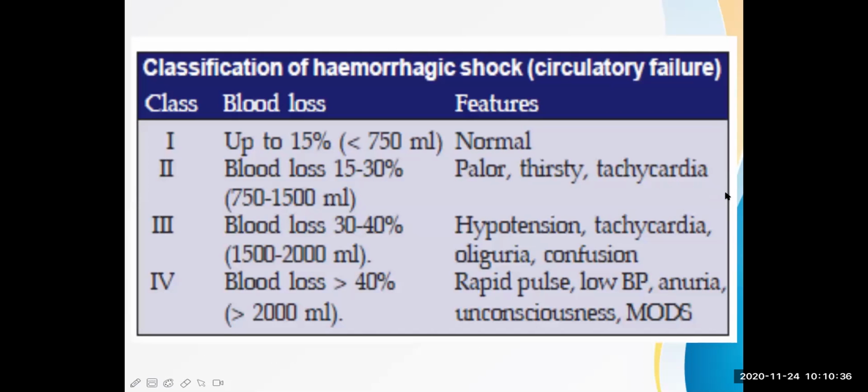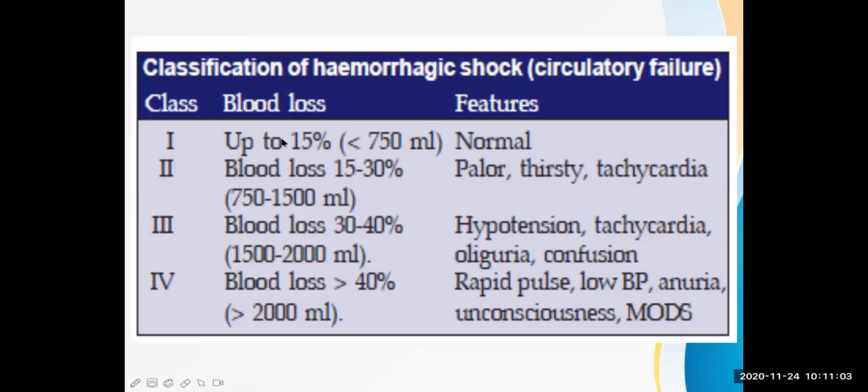Now let's move on to some other aspects of the hemorrhage. If hemorrhage is massive, okay, the person may develop hemorrhagic shock. This is a type of hypovolemic shock, and this class was already taken, if you remember. So according to the amount of blood loss, okay, there are different classes of circulatory failure or hemorrhagic shock. Class 1 to class 4.